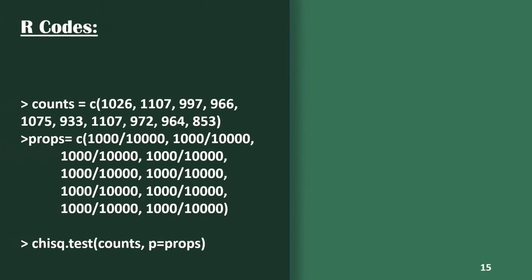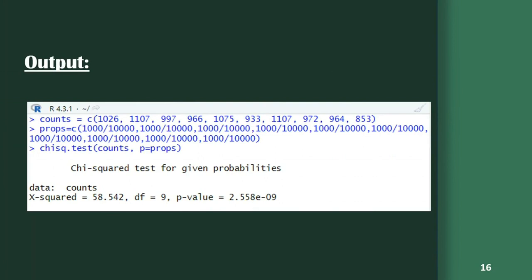We type all the observed frequencies and store them in the variable counts. Again, just like the previous example, we calculated all the probabilities of the expected frequencies and stored them in the variable props. To perform the chi-square test, we type chisq.test and put the variable counts, and then type p equals props. Now the output is shown like this.